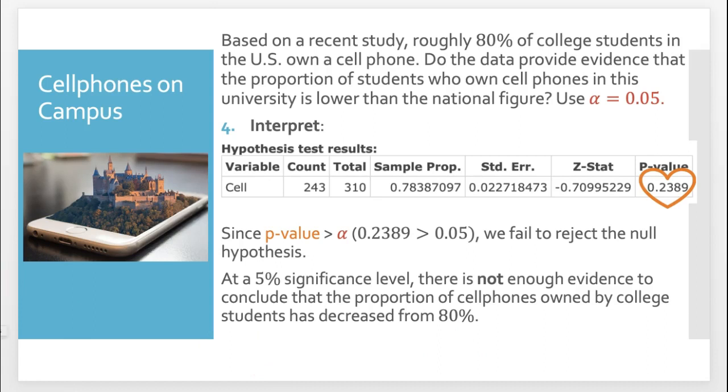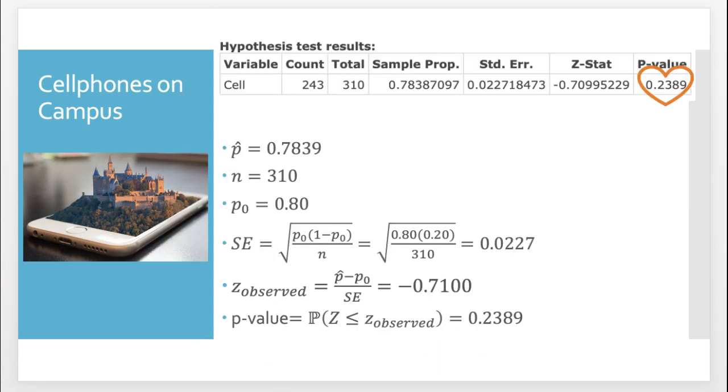Just as a brief thing, you always have to relate your output to the quantities here, so I'm providing some help. This sample proportion is the p-hat. This total is the sample size, 310. 0.80 is p-naught. Standard error is the square root of p-naught times 1 minus p-naught over n.